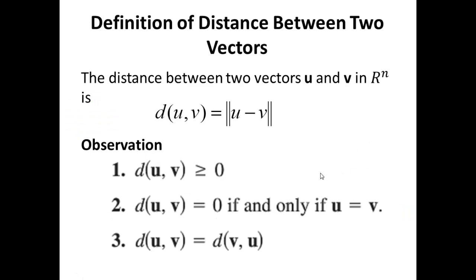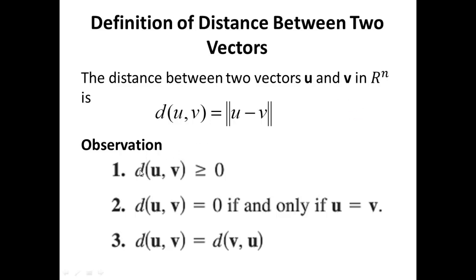Now what about the distance between two vectors? Let u and v be vectors in Rn. Then the distance between u and v is the norm of u minus v, the length of u minus v. So we're looking at the square root of u1 minus v1, all of that squared, plus u2 minus v2, all of that squared, plus un minus vn, all of that squared.